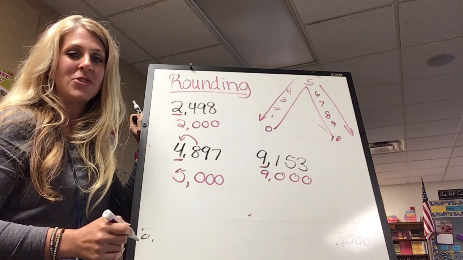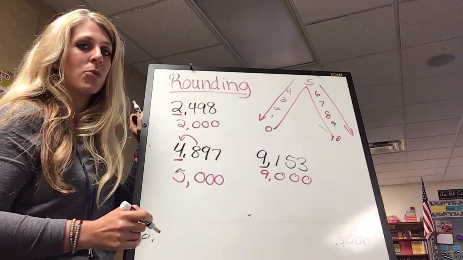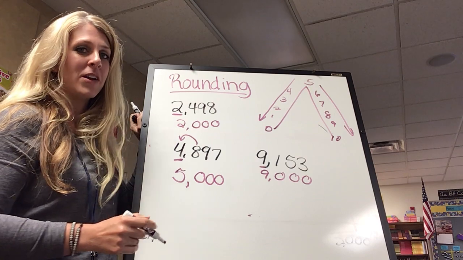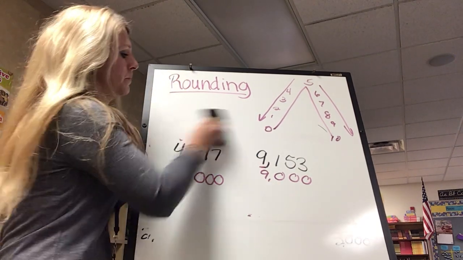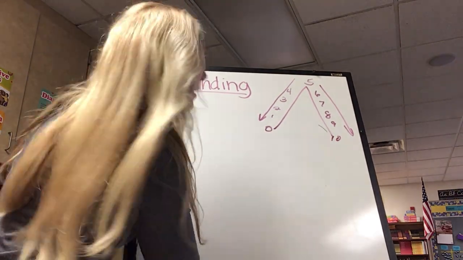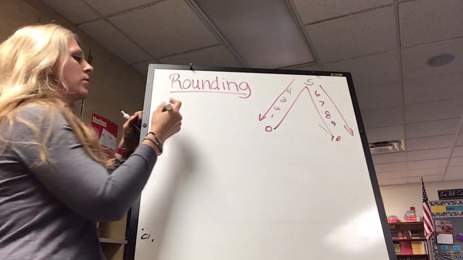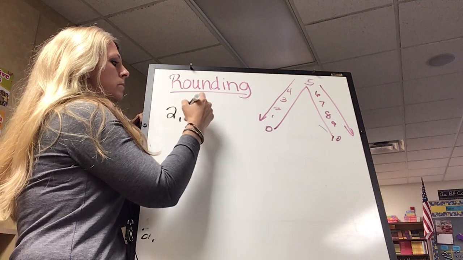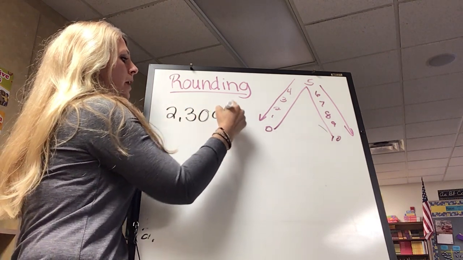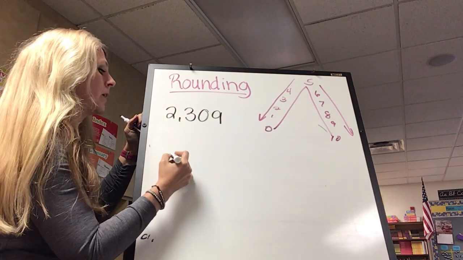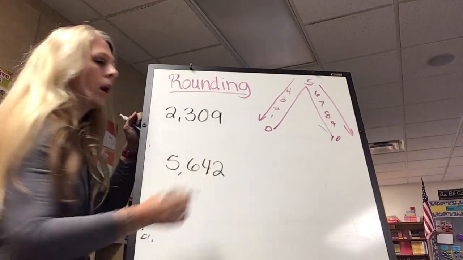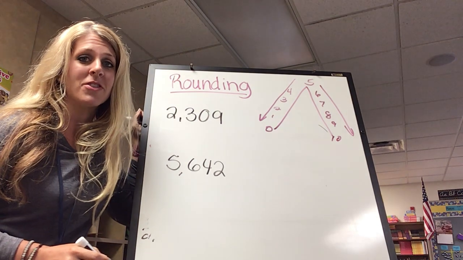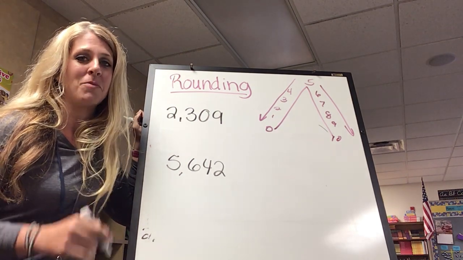I'm going to give you a couple to try. I want you to pause the video. I want you to work them out on your whiteboard and then come back to me to check, okay? So here are the ones I want you to try. Write these on your whiteboard with me. I want you to write the number 2,309. I want you to write the number 5,642. I want you to round both of those numbers to the nearest 1,000 and then unpause the video.